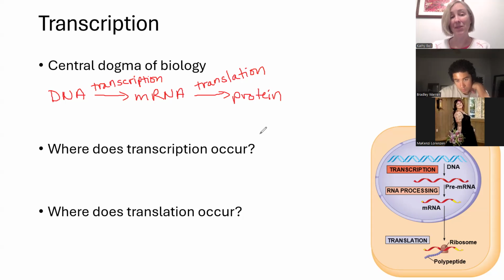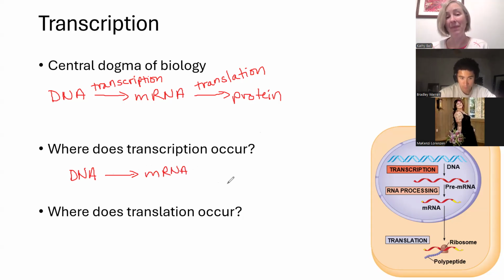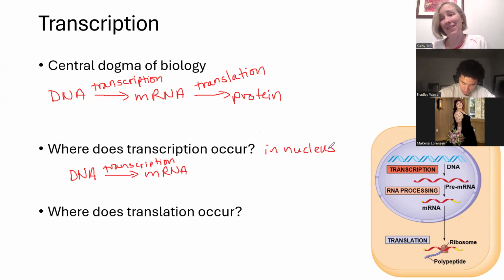Okay, so in transcription, we're just taking the DNA and we're basically copying it to make the messenger RNA. And where is that occurring in our cell? The nucleus. Yeah, that's going to occur in the nucleus, because that's where the DNA is located, right? So that's where we'll do transcription.